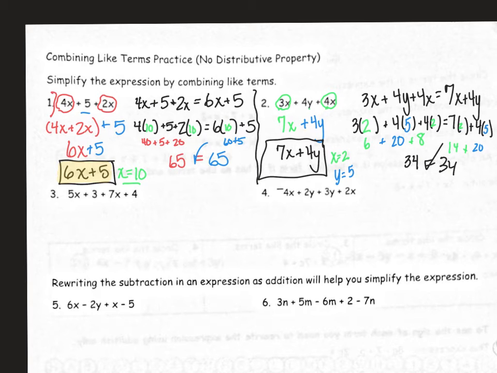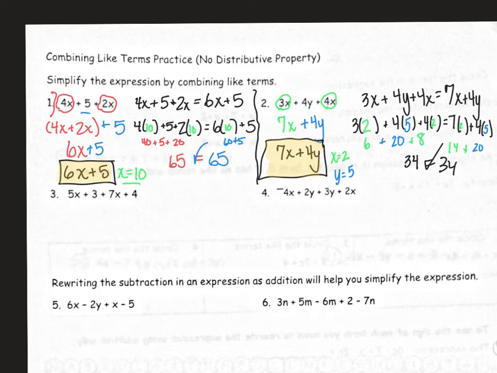That means that I probably have the correct simplification. I say probably because it's possible that you can make enough mistakes that it might appear to be equal, but most likely this is a pretty good way to check your answer and be pretty confident that you got it right. All right, so there's examples 1 and 2.